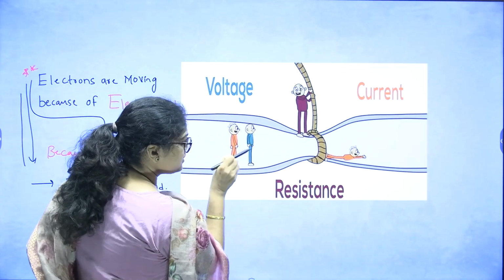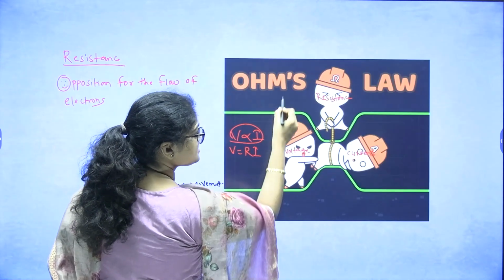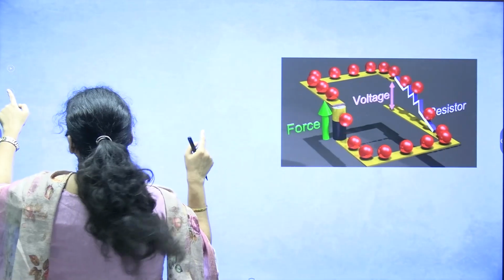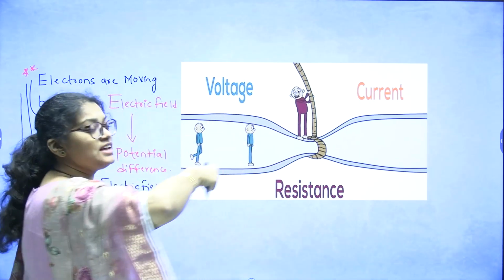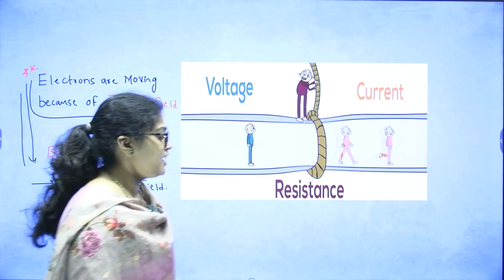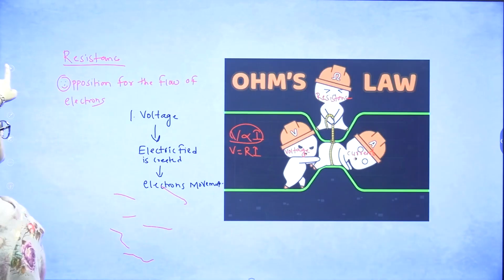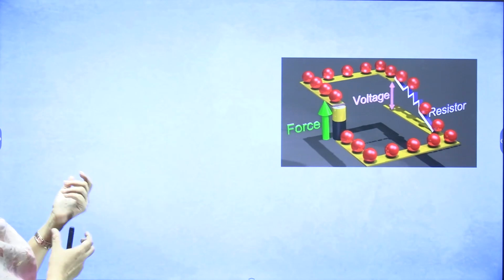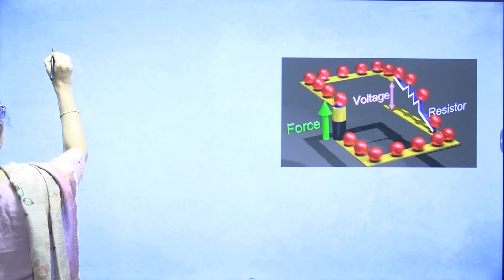See here. Now this voltage, the electric field, is sending the electrons. Now what is the resistance doing? It's pulling. Nothing but it is opposing the flow of electrons. Observe the diagram carefully. I think this was clear for you. So this is also the same Ohm's law. Observe the diagram. So I'll write the statement here.